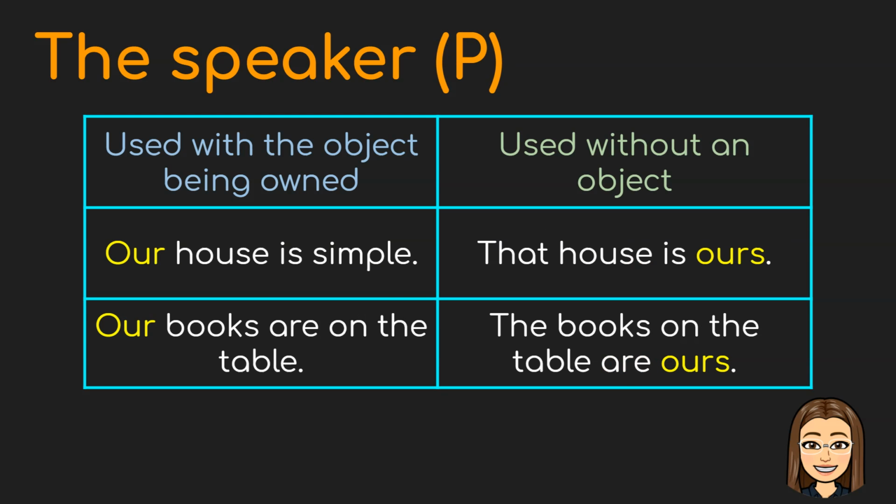Next is if the speaker is plural or more than one. Used with the object being owned, we will use our. Our house is simple. The object being owned is house. Our books are on the table. The object being owned are the books. And on the other column, used without an object. That house is ours. And the books on the table are ours.